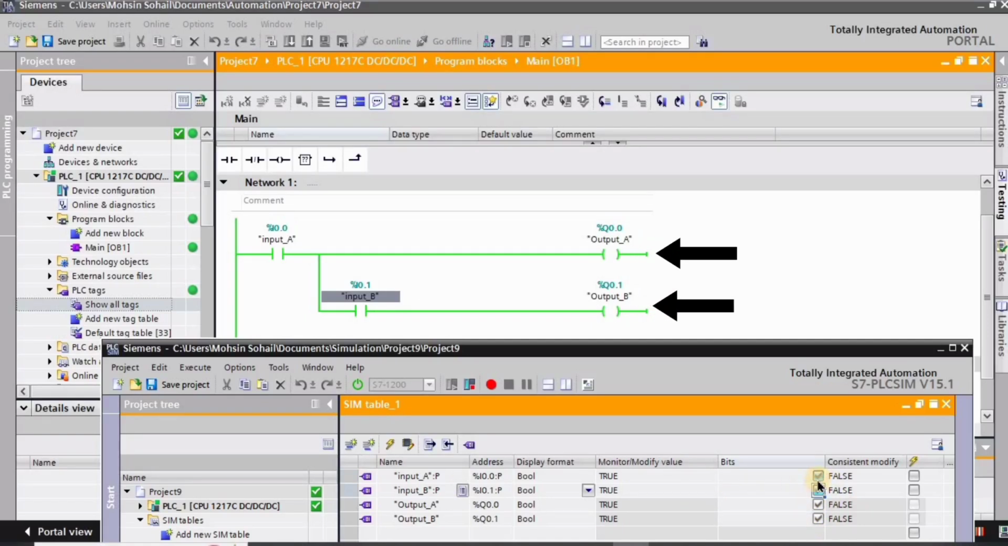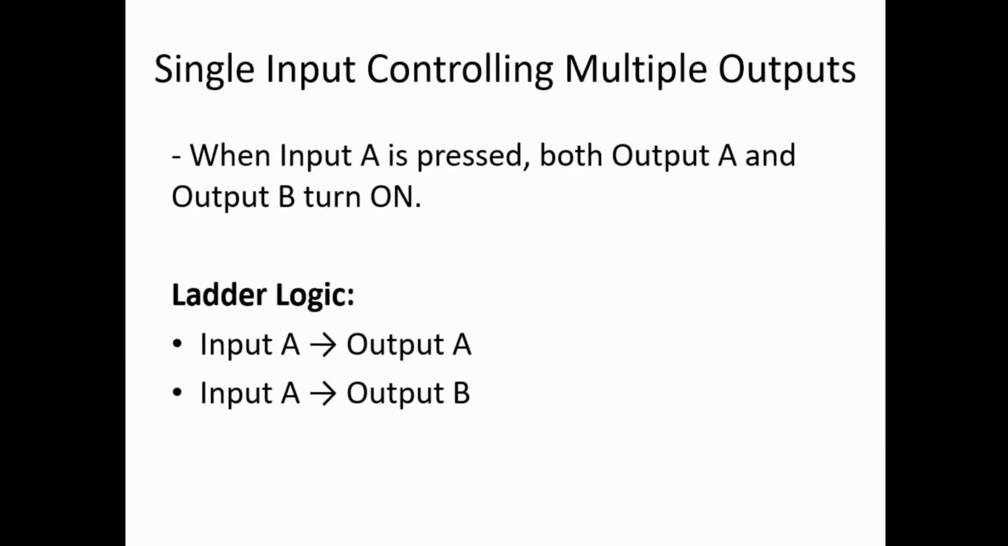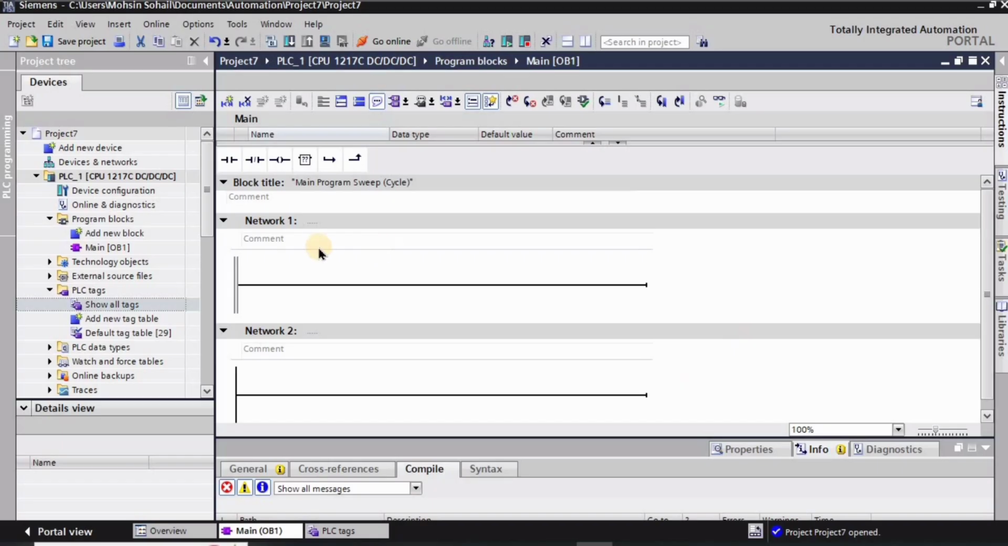In this tutorial we will learn how to control multiple outputs. So let's begin. In this tutorial we will cover two different cases. Case 1 is if we have multiple outputs, then how we can control them using a single input. For example, if input A is pressed, then it will be controlling output A and output B both. And the second case is that if we have multiple outputs and we have to control them with multiple inputs in sequence, then how we can do that. Now let's create this logic in the TIA portal software.